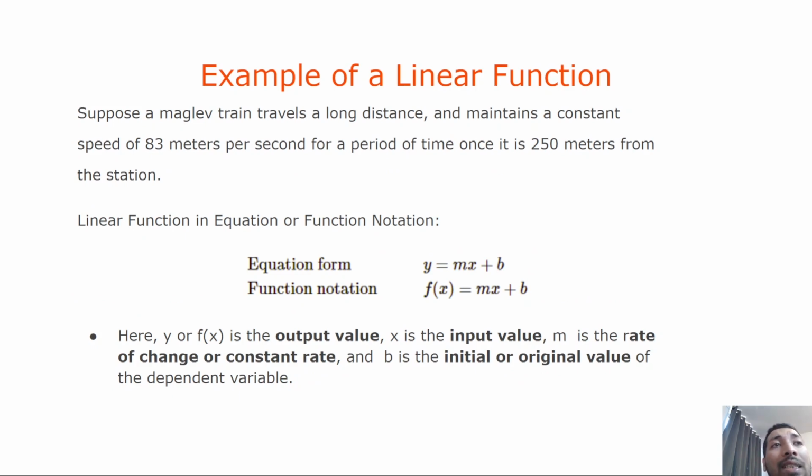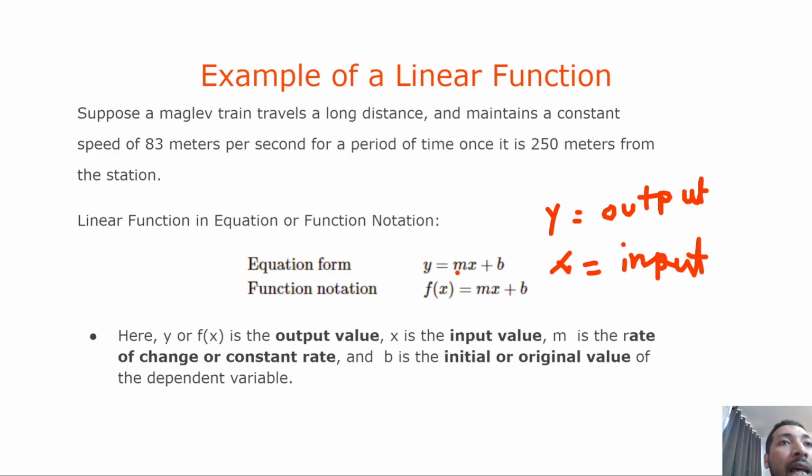Let's see how we can write this in equation or function notation. When written in equation or function notation form, we typically use y equals mx plus b form. So in this case, we can say that y is our output value, x is our input value, and this m represents the constant rate, and this b represents the initial or original value.